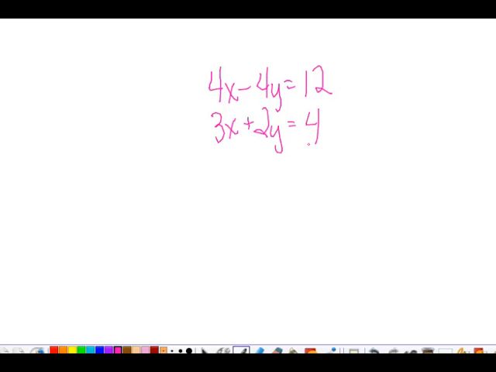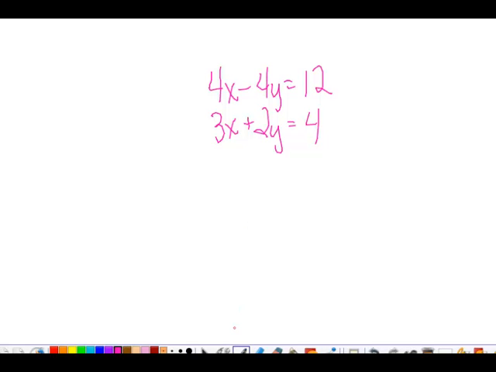Now, that one's not going to be as easy if you're just a substitution person. This is why I want you to have the other tools, all right? To get substitution, you have to subtract 3x from both sides and then divide everything by 2, which means you're going to have some messy fractions over here. So this would be one to use elimination on, all right? You can get rid of the x's or the y's, whichever one.